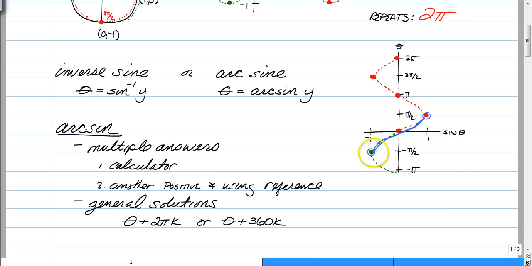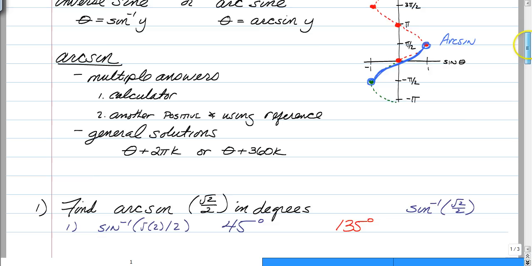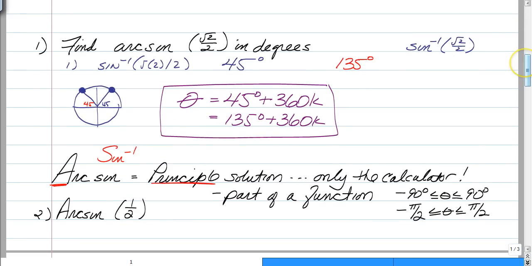So this blue section is what you would consider big arcsine. Just the blue section, because if you look at just the blue section, it does pass the vertical line test. So big arcsine, you will only have an answer between -90 and 90, or -π/2 and π/2 for your principal value. So all you have to do is take your graphing calculator and you press second sine of 0.5, and you are going to get an answer of 30 degrees.